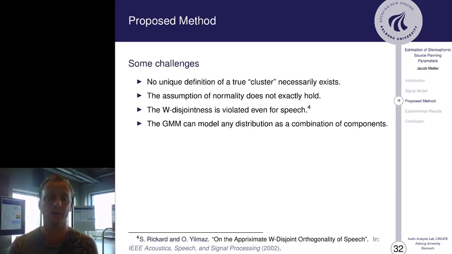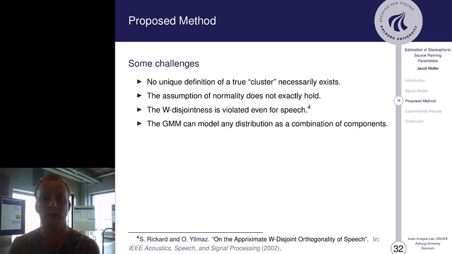There does not necessarily exist a unique definition of a true cluster. You might see something, I might see something else if we look at some distribution space. The assumption of normality does not exactly hold, and also the W-disjointness is violated even for speech, as shown in a reference by Scott Rickard, reference number 4.